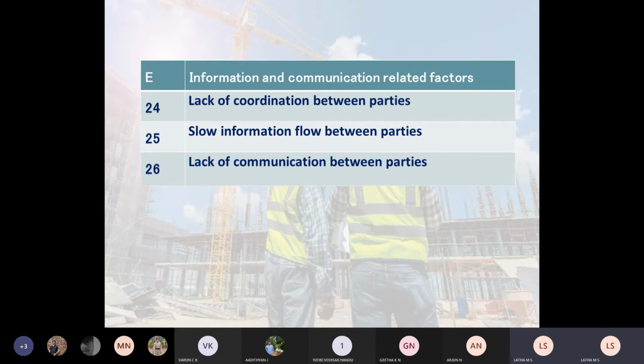One more thing is information and communication related factors. Lack of coordination. See, when it is one to one, we can coordinate very easily and pass on the information. For example, maybe sometime you would have played a game where 10 people stand in a line. I give a statement to the first person to pass on to the second, second to third, third to fourth, fourth to fifth. The 10th statement I get is not the same as what I asked you to repeat. There is a communication gap taking place.